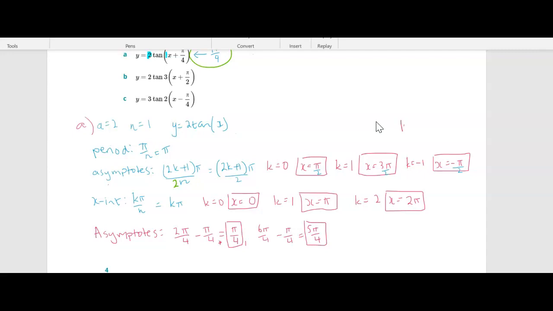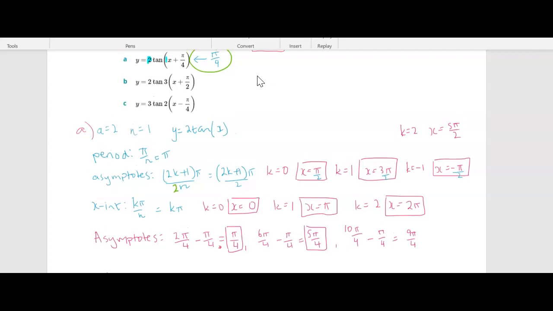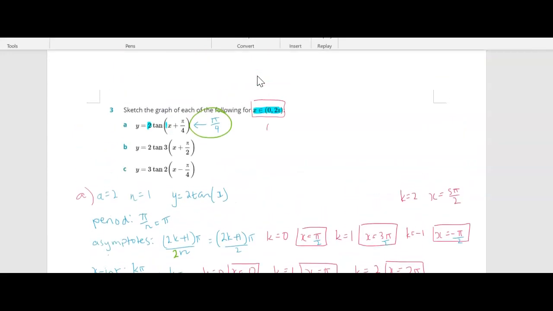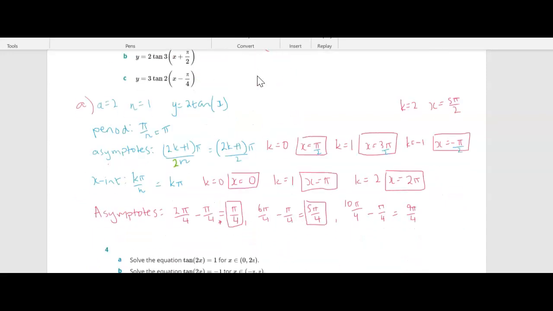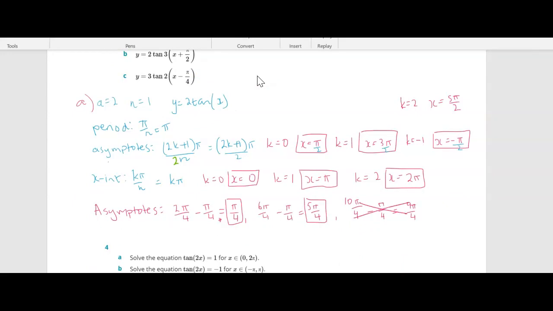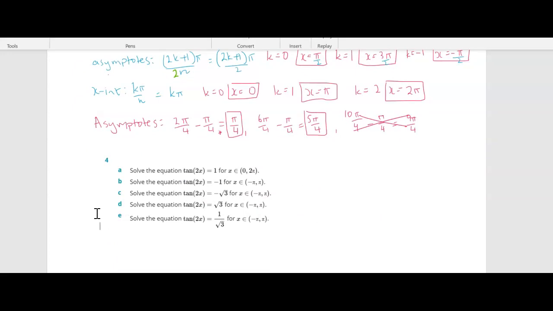So let's check for k equals 2. When k is equal to 2, I'm going to have 2 times 2, which is 4, plus 1 is 5. So x is equal to 5 pi on 2. Let's see if it fits into our domain. Let's do it with a denominator of 4: 10 pi on 4 minus pi on 4 is equal to 9 pi on 4. Is that in our domain? If you're unsure, just change your domain so it also has a denominator of 4. So 2 pi is actually the same as 8 pi on 4. So 9 pi on 4 is out of our domain, so I can cross that off. Okay, so we've just got 2 asymptotes. Let me just get rid of question 4 for a sec.